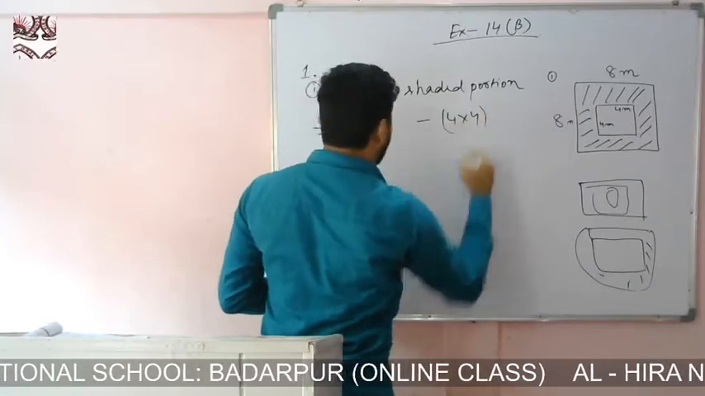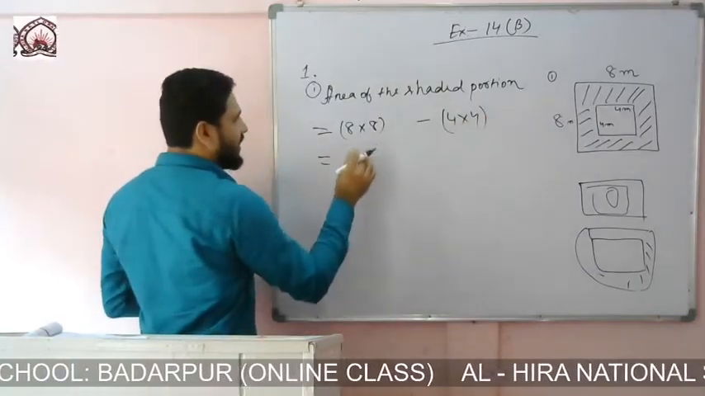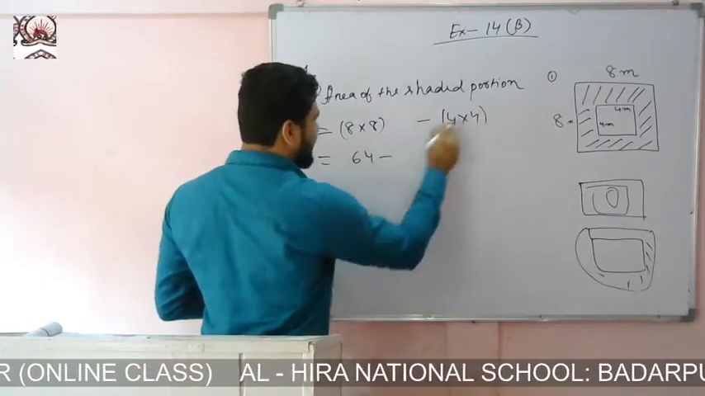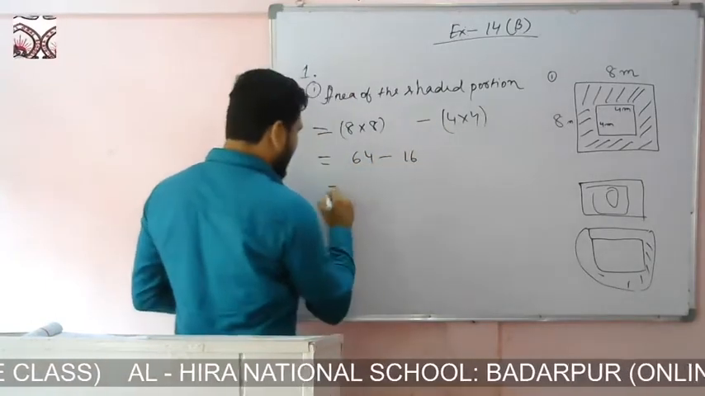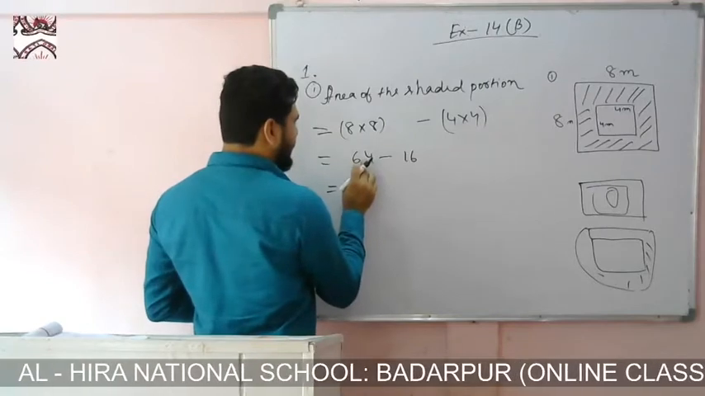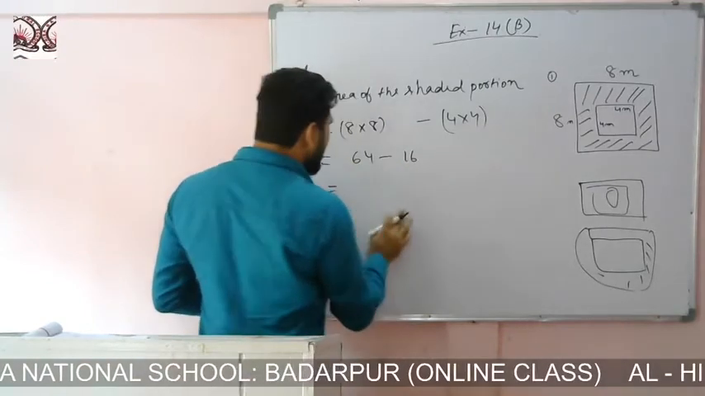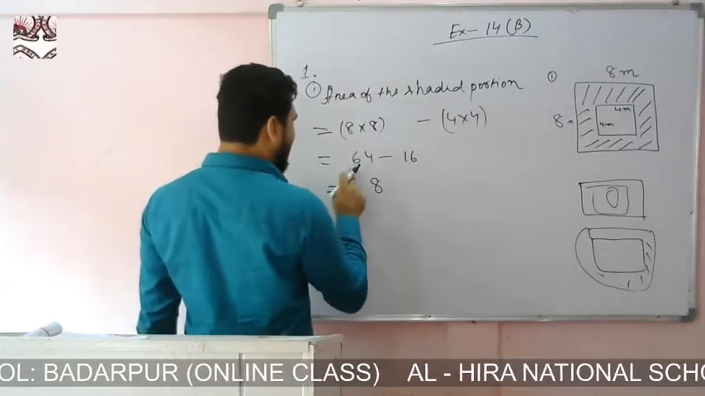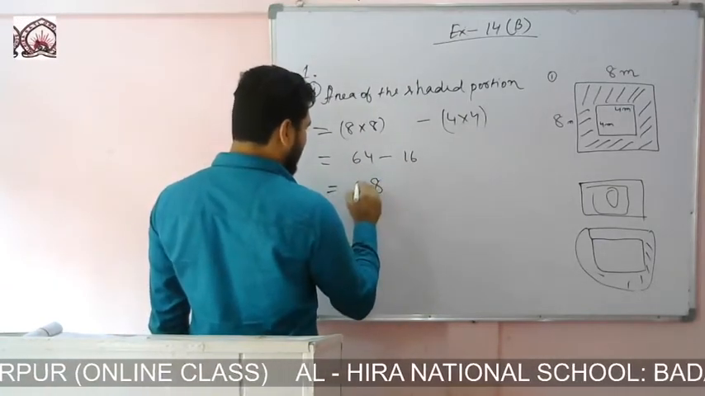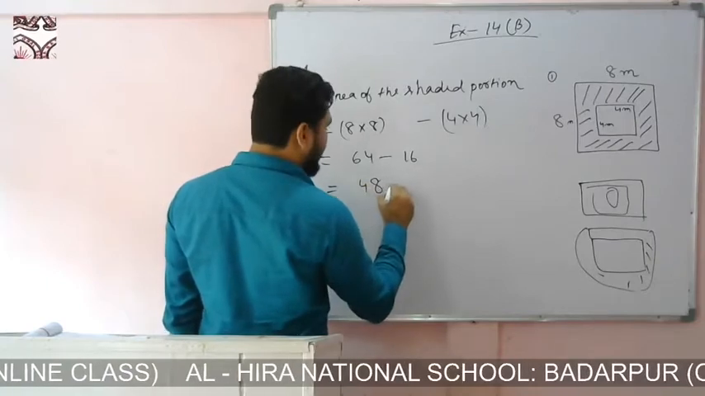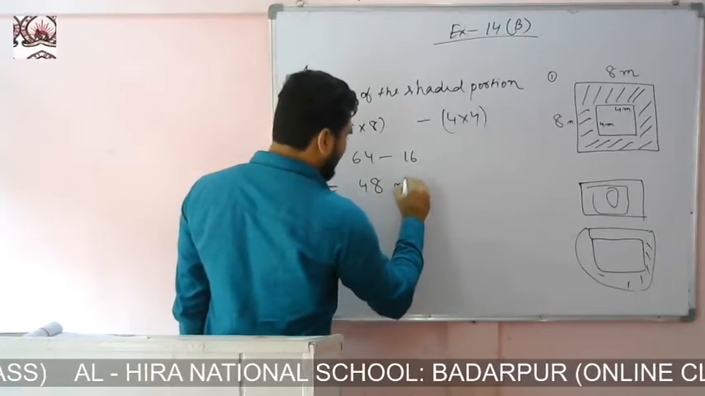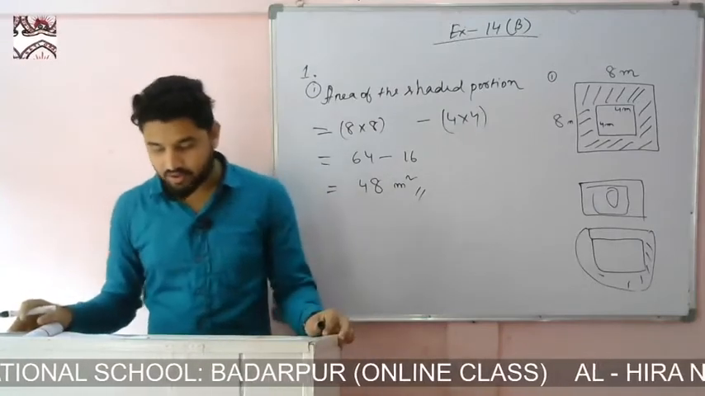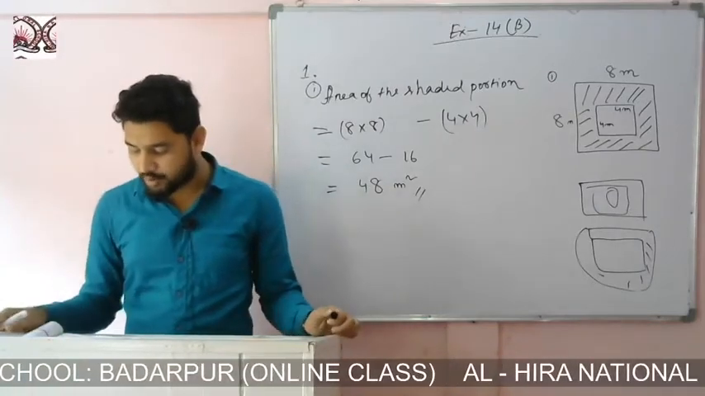So if I subtract, then I'll get 8 into 8, 64, minus 4 into 4, 16. Then here 14 minus 6, 8, here remain 5 minus 1, 4, so 48 meter square. Okay, that will be the answer of the first. Now come to question number 2.